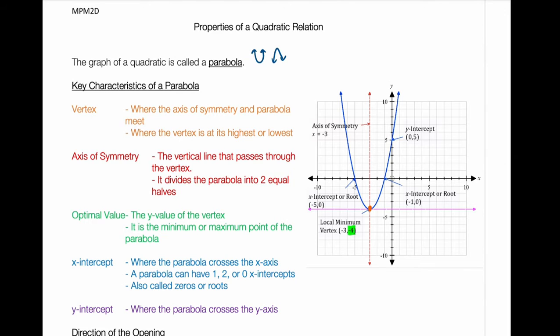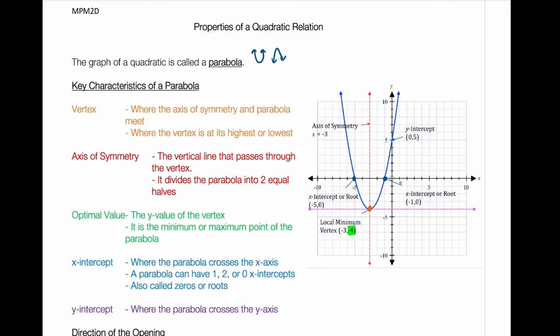The x-intercept, we've talked about x-intercepts before. It's where the parabola crosses the x-axis. And again, that's true for anything. The x-intercept is always where it crosses the x-axis. A couple of things: a parabola can have 1, 2, or 0 x-intercepts.